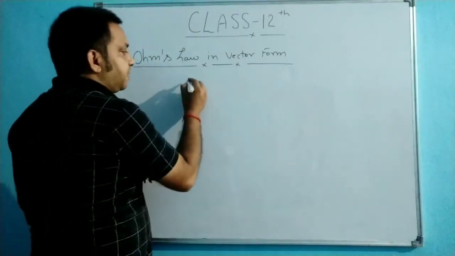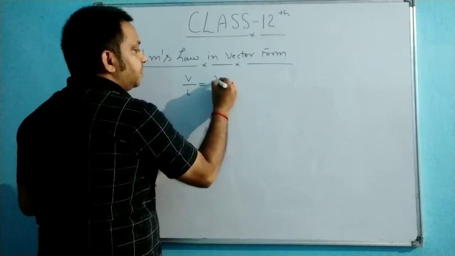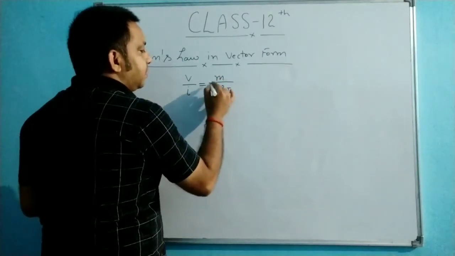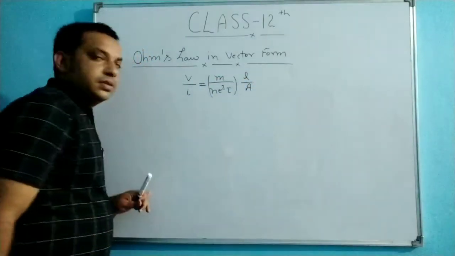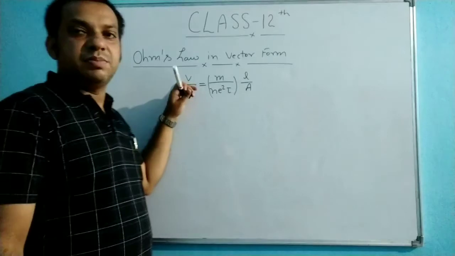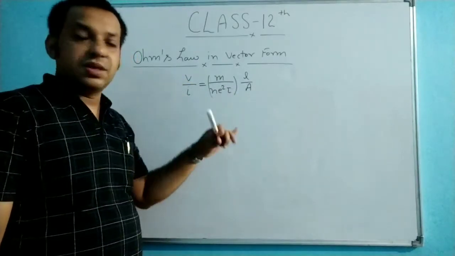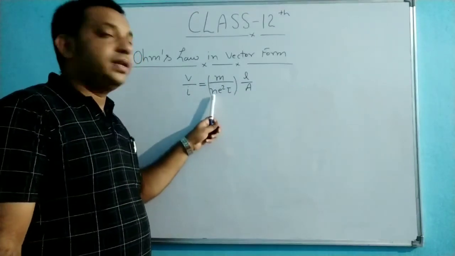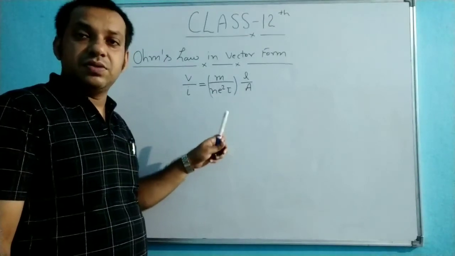The outcome of the previous derivation is V by I equals m divided by n e square tau, times L by A. So what are the parameters? V is the potential difference across the conductor, I is the current flowing through the conductor, m is the mass of the electron, and n is the free electron density, or the number of electrons present in unit volume.